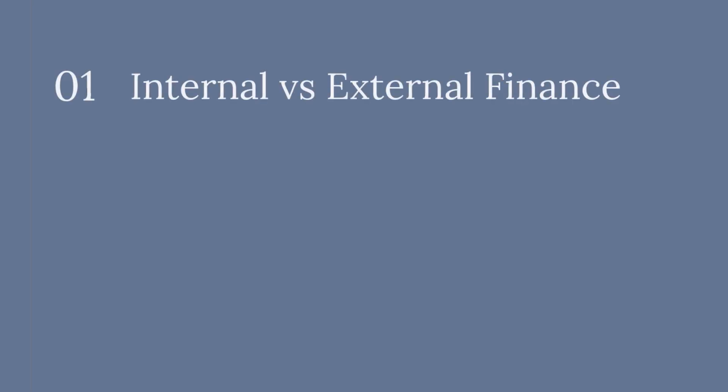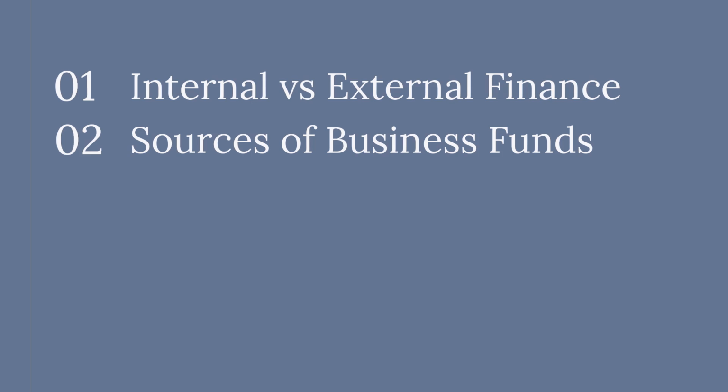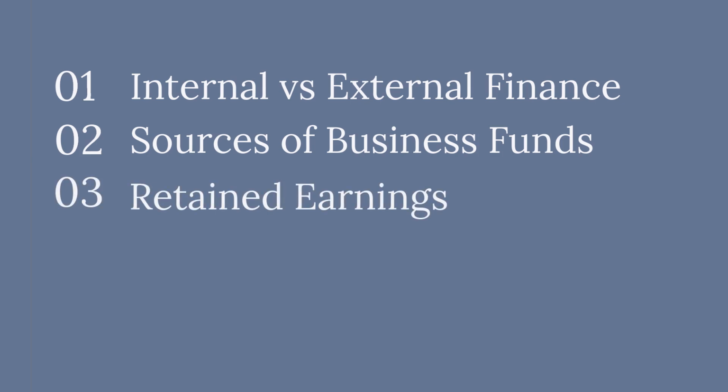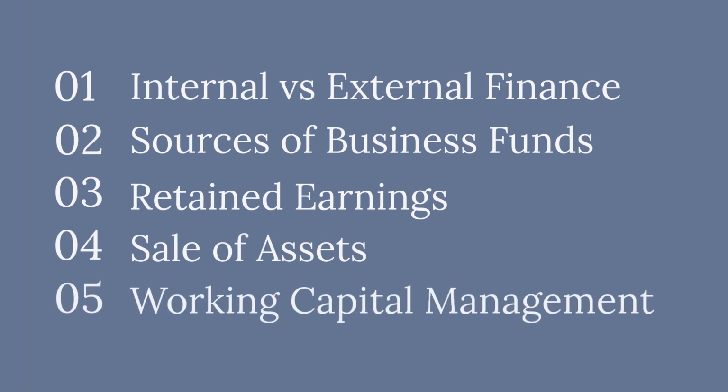Understanding where money comes from is foundational to any financial strategy. Business finance falls into two main categories: internal and external sources. Internal sources include retained earnings, sale of assets, and working capital management. External sources encompass short-term and long-term finance options. Each source has its own benefits and limitations.